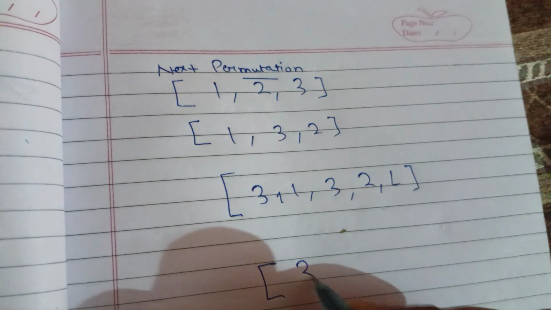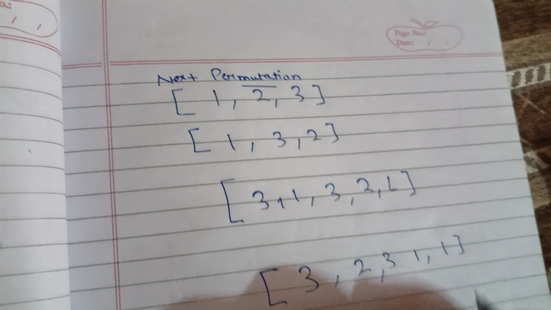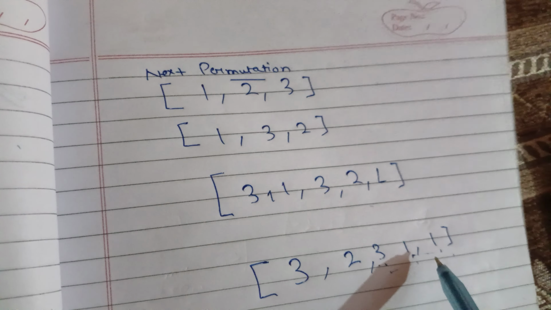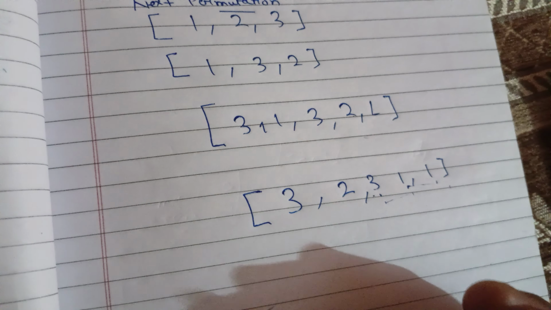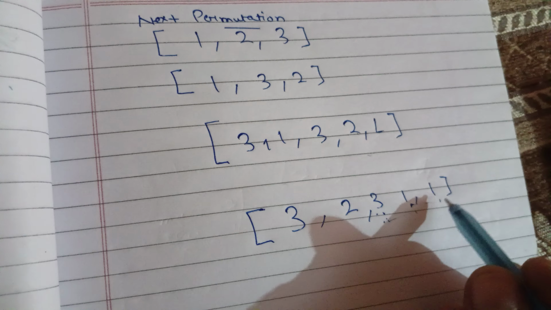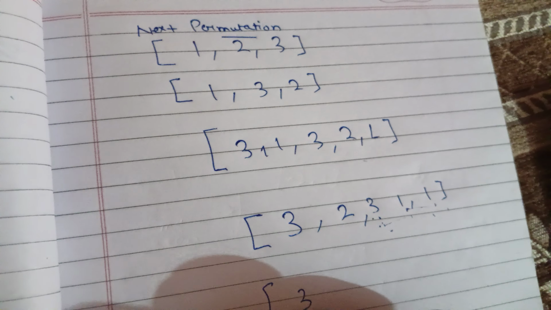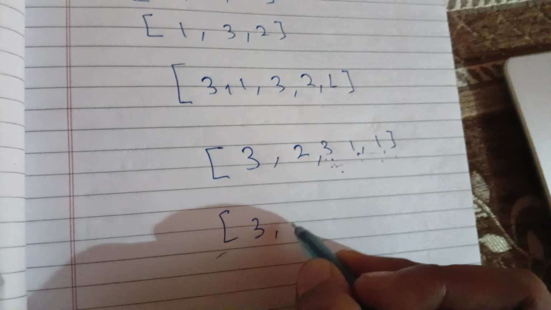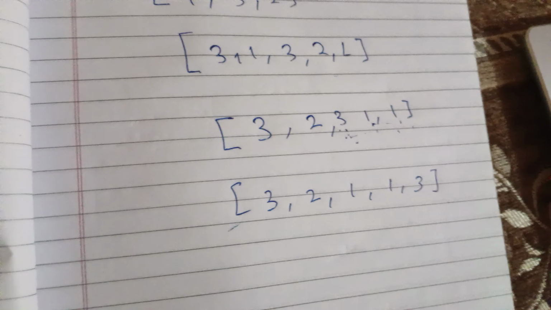So for the next greater we have to first swap 2, 3, 1 and 1, and after that we have to arrange these numbers so that they are in sorted order. For that we can use the sort function, or we can simply see that if we reverse these numbers, then it's already sorted. Sort takes order of n log n time and reverse takes order of n time. So just reverse it and it becomes your next permutation.